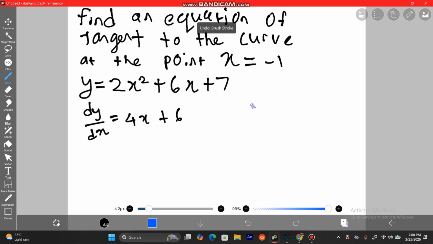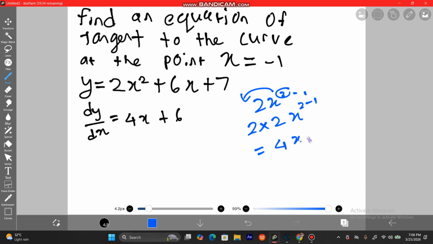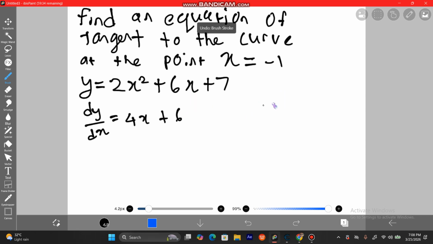When we differentiate 2x squared, this power here, we minus it by 1. And before you minus it by 1, we bring it down first. So we have 2 times 2x, and then 2 minus 1. Therefore, we have 4x to the power of 1. Same with the 6x here. When we want to differentiate 6x, why is the x value gone?